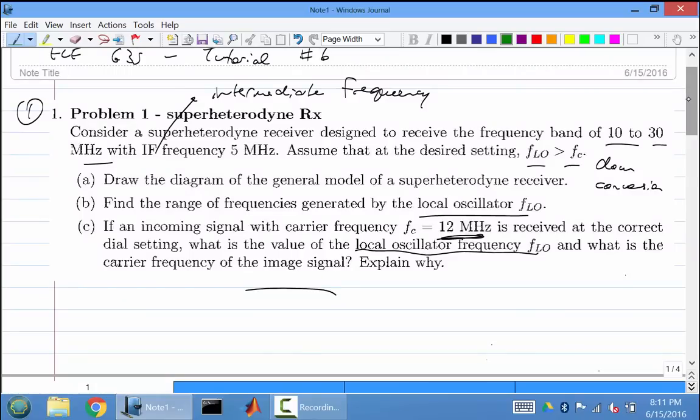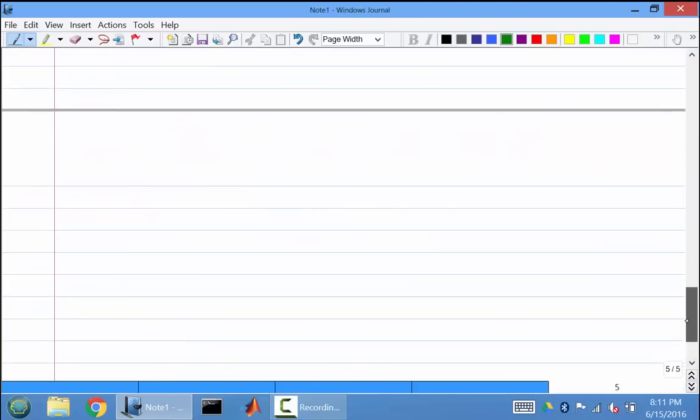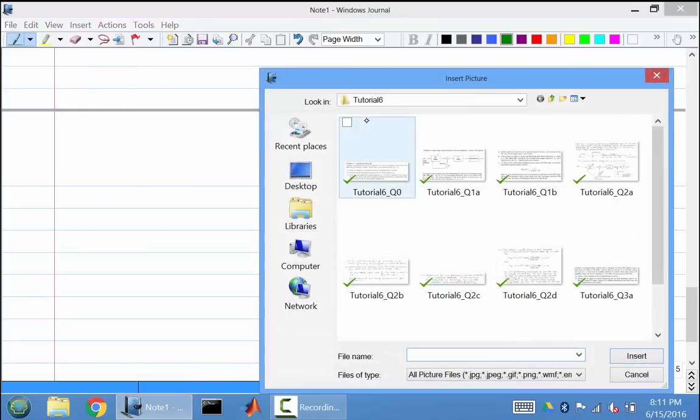So very simple. I drew the diagram. The range of frequencies goes from 15 to 35, and if you want the image frequency, it's just 12 plus 2 times 5, which is 22. So very simple arithmetic. All right? Okay, let's do the next question. There's no questions here. It's pretty simple, I think.